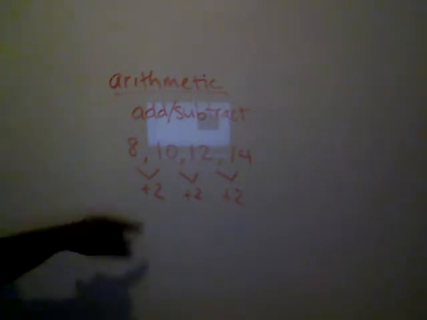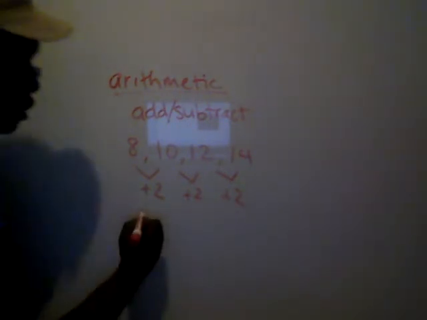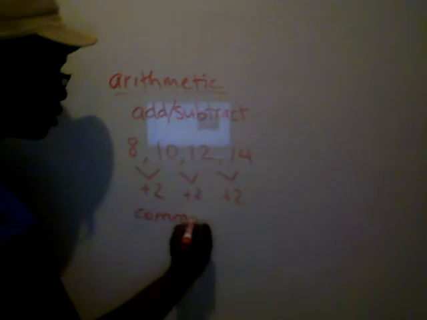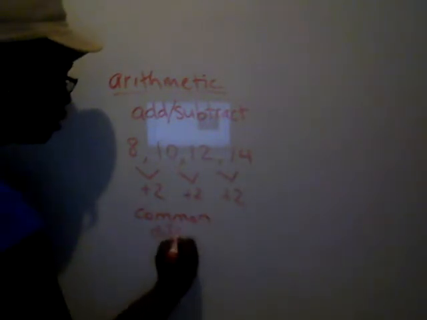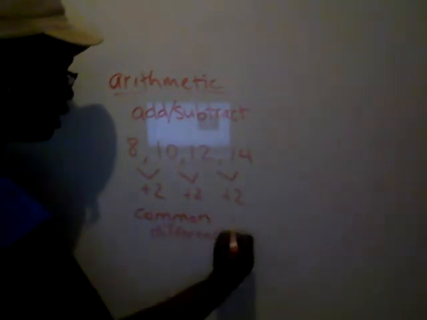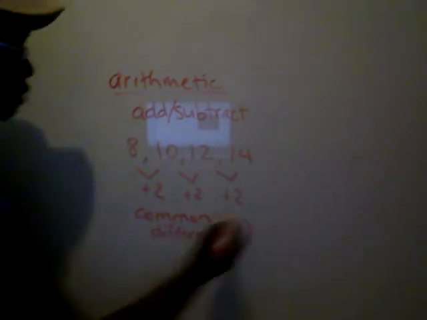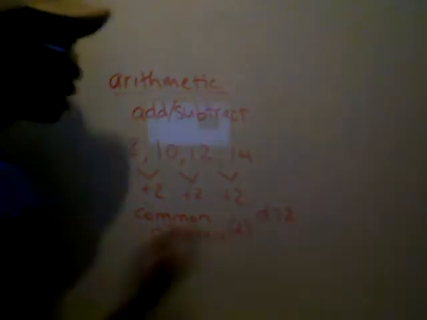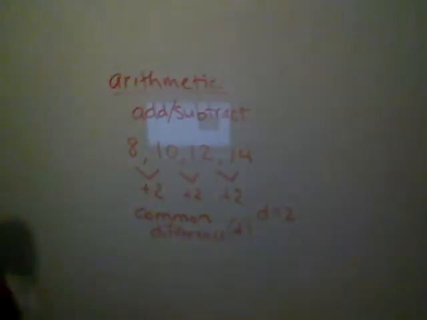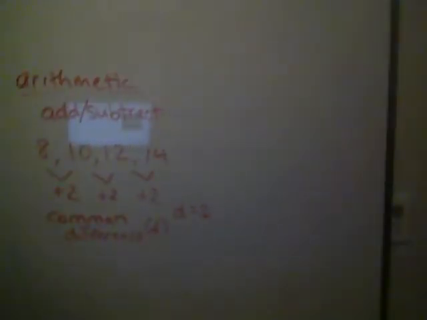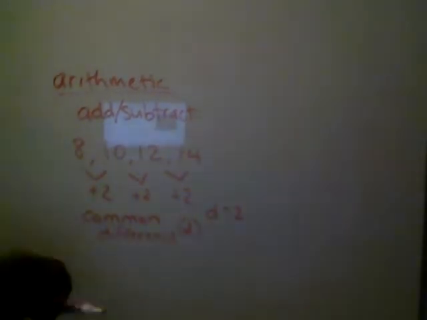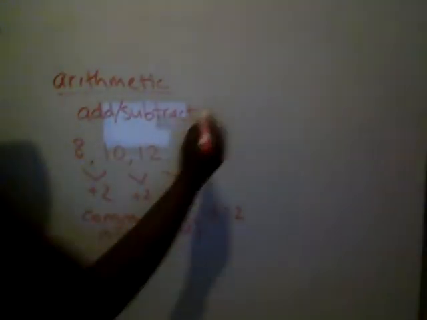And so that number 2 that we're adding would be considered the common difference. And we usually denote the common difference with the letter D. So in this case, we would just say D is equal to 2. The common difference is equal to 2. We're adding 2 each time. We use different words if we're dealing with geometric, but the idea is we're just trying to look for the pattern of how we go from one number to the next.